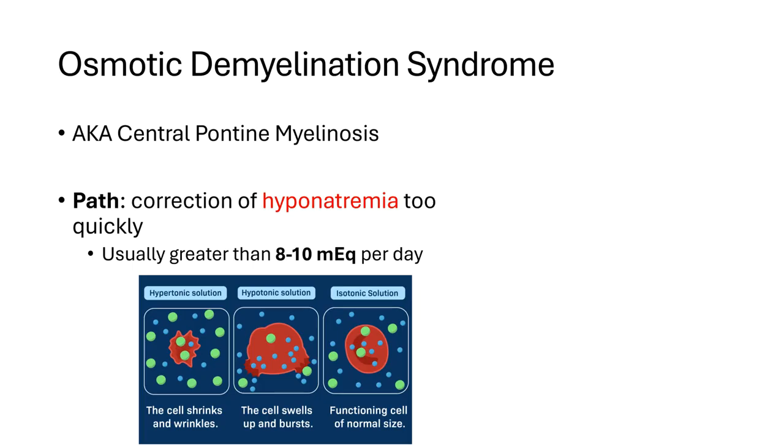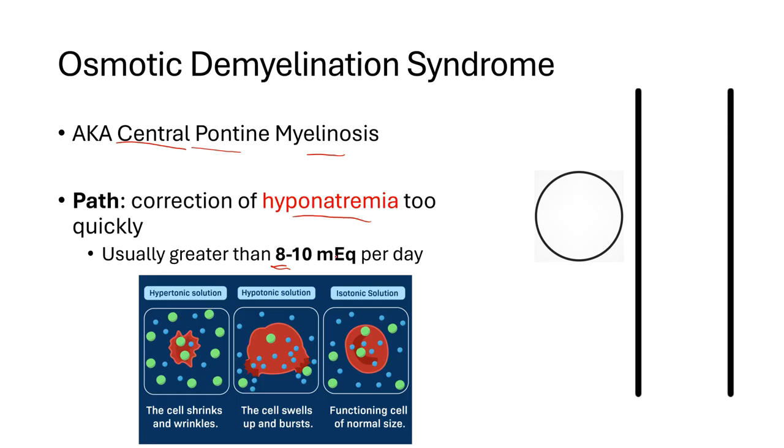The next CNS demyelination disease that we'll talk about is osmotic demyelination disease, also sometimes known as central pontine myelinosis. Now, this is due to correction of hyponatremia too quickly, more specifically chronic hyponatremia. Chronic hyponatremia, or hyponatremia that has been present for greater than 48 hours, causes the brain cells to adapt by reducing their internal osmolytes to prevent swelling. So this typically occurs when the correction is greater than 8 to 10, really 8 milliequivalents per day.